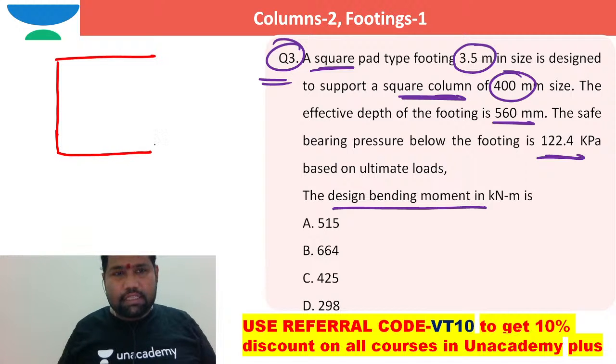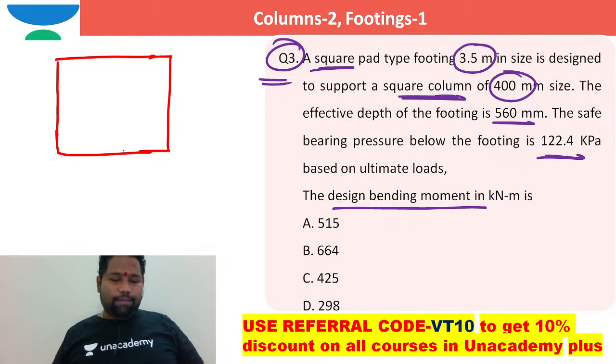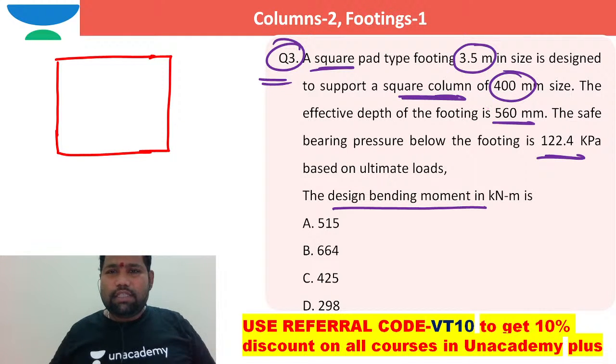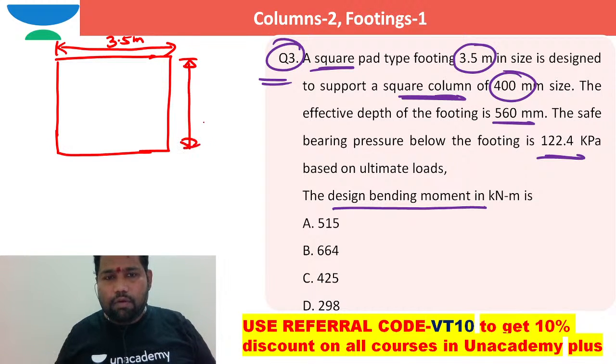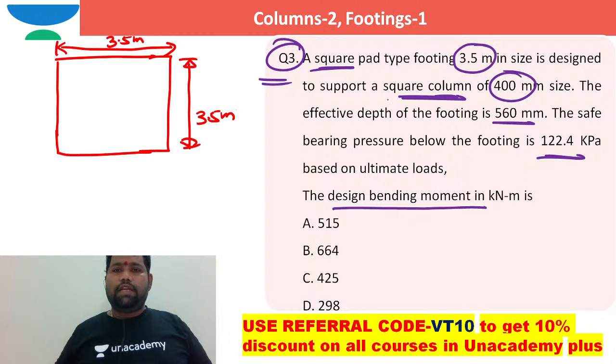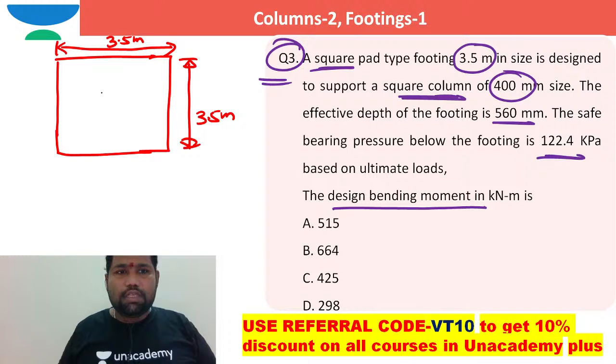Yes, I can take this as a square or pad footing. What is the dimension of the square footing or pad footing, brother? This is 3.5 meter by 3.5 meter. And you are able to take a square column, and the square column is 0.4 meter size. So this is a square column of dimension 0.4 meter. This is also 0.4 meter.